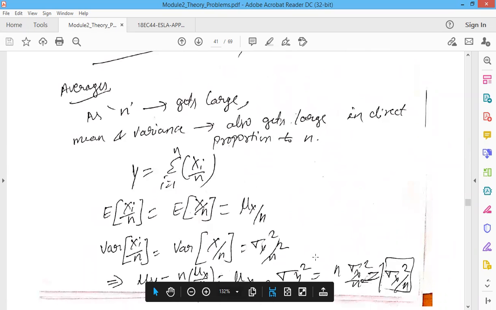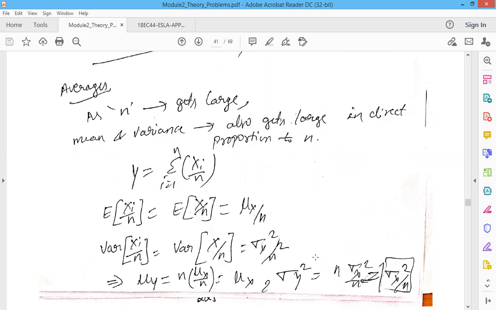So here when n gets larger, the mean and the variance also get large in direct proportion to the value of n. So this leads to the examination of the process of averaging, where, as we shall see, the mean and the variance remain bounded as n gets large.